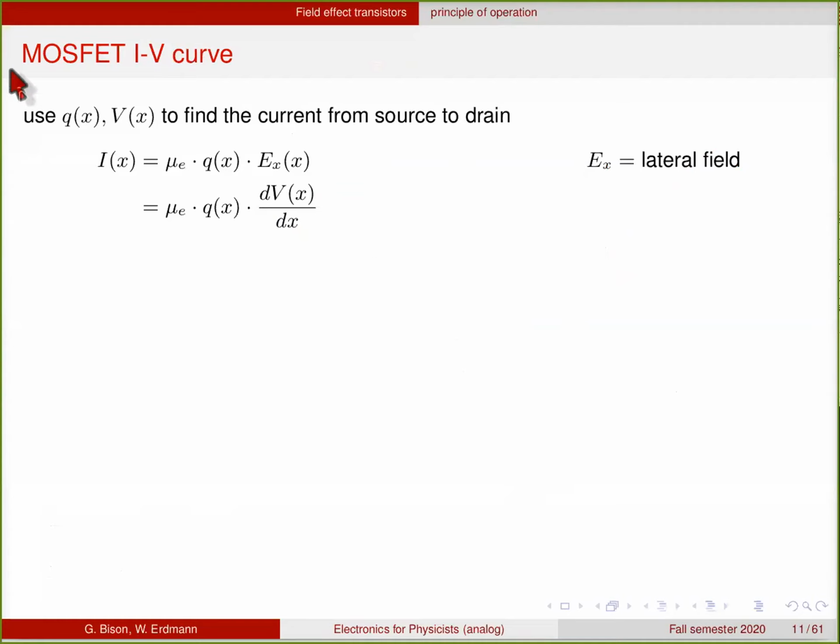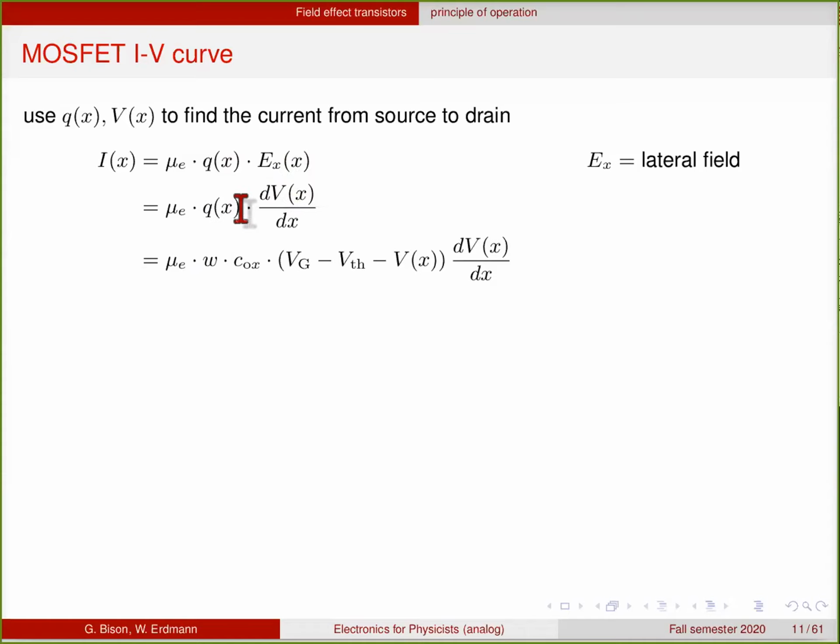Okay, so now we can use these charge densities and the voltage as a function of x to find the current from source to drain. For this, we need the mobility of the carrier. So mu e here is the mobility of the electrons, the mobility of electrons at the surface, to be precise. And the current is then mobility times charge density times the lateral field, so the field along the channel. It's not the field between the gate and the channel, but the field along the channel, so perpendicular to the direction from gate to channel. This is, of course, simply the derivative of the potential with respect to x.